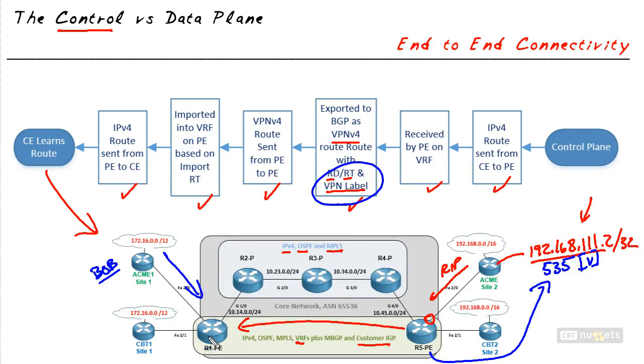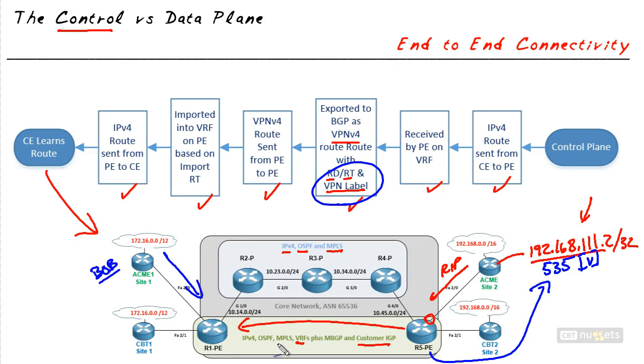So check this out. When we start forwarding a packet to 192.168.111.2, R1 can include the label of 535, so that way when R5 receives it, it looks at the inbound label of 535 and says, boom, I know exactly what to do with this. So then R5 can forward the packet up to Acme at Site 2, and then it's up to Acme at Site 2 to route within his organization for that IP address that he's advertising.